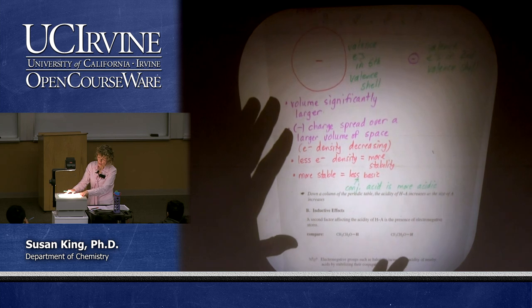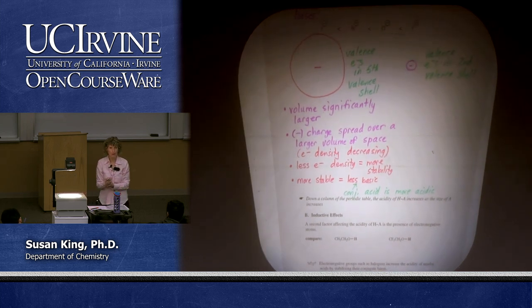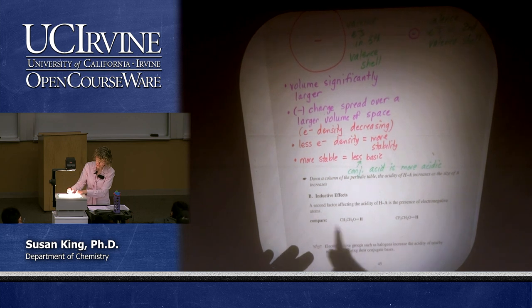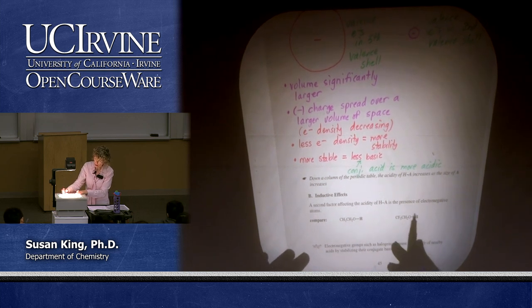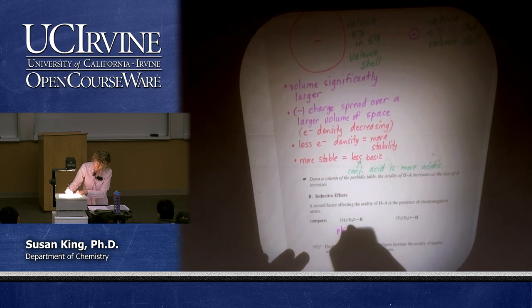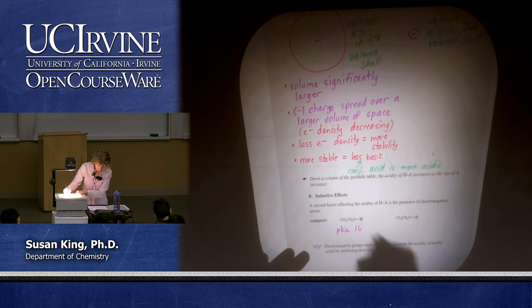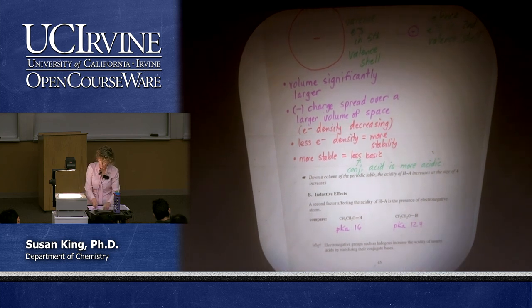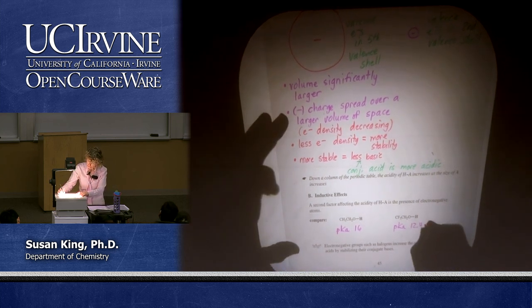All right, so that's the first effect that we're going to talk about. Second effect is inductive effect. Second factor affecting acidity of HA is the presence of electronegative atoms. So for example, if we compare this alcohol with this alcohol, and on this carbon on the end, we have three fluorines attached. Let's compare pKa's. pKa 16. pKa 12.4. So, significantly stronger acid.